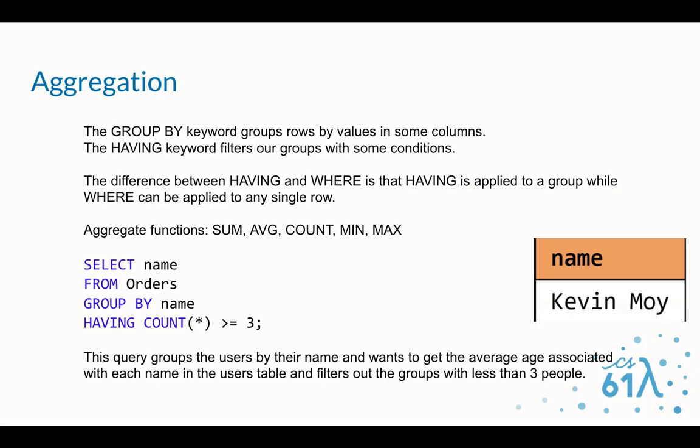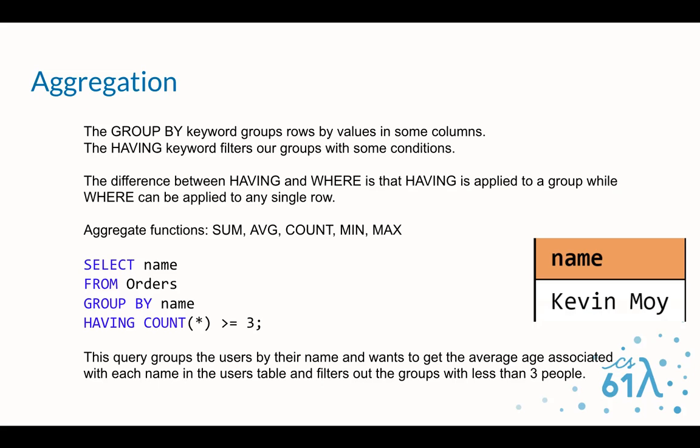So with group by, you can also use the having keyword, and this filters our groups with conditions. So for this example, select name from orders, group by name, having count greater than 3. When you do count of star, you're basically counting the number of rows there are in a group.